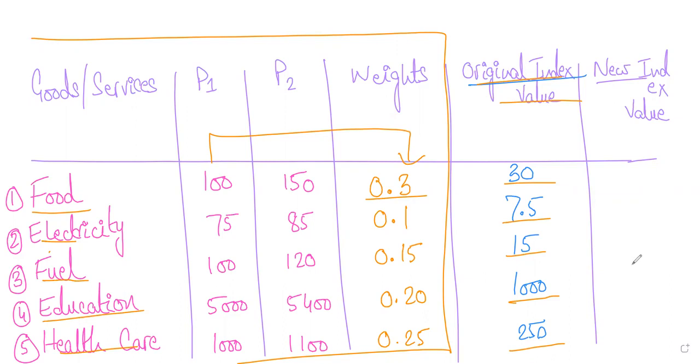Now for the next column, what will we do? We will multiply the new set of prices, or the closing set of prices, with their respective weights, right? So what we'll do is 150, which is the closing price of food, times its respective weight, closing price of electricity 85 multiplied by its weight, and similarly so on and so forth.